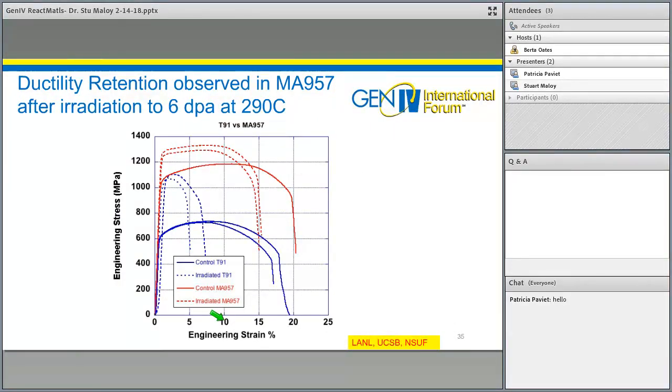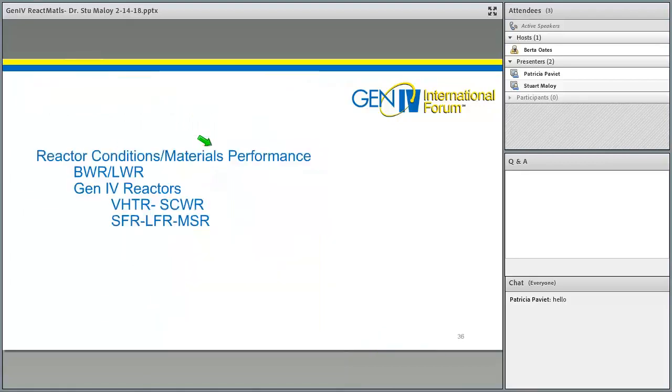You can see actually in an older oxide dispersion strengthened alloy, MA957, that was tested in the Advanced Test Reactor after irradiation to only 6 dpa, where I previously showed you on a ferritic martensitic steel like T91, the uniform elongation is dropping to less than 1%. In these alloys, there is less hardening. You can see it only went from 1,000 to 1,200 MPa, and the uniform elongation is still above 5% in this oxide dispersion strengthened alloy. So that may give us promise for materials for high dose applications.